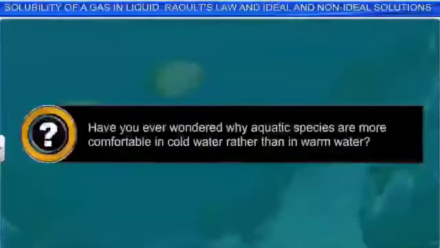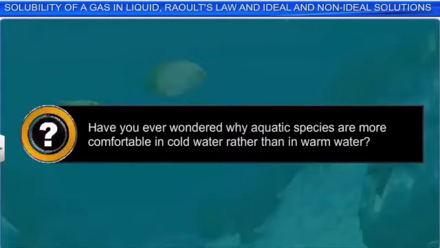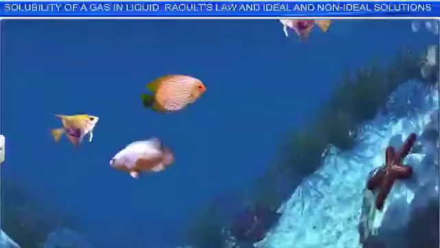Have you ever wondered why aquatic species are more comfortable in cold water rather than in warm water? This is because the solubility of oxygen is more at low temperatures.